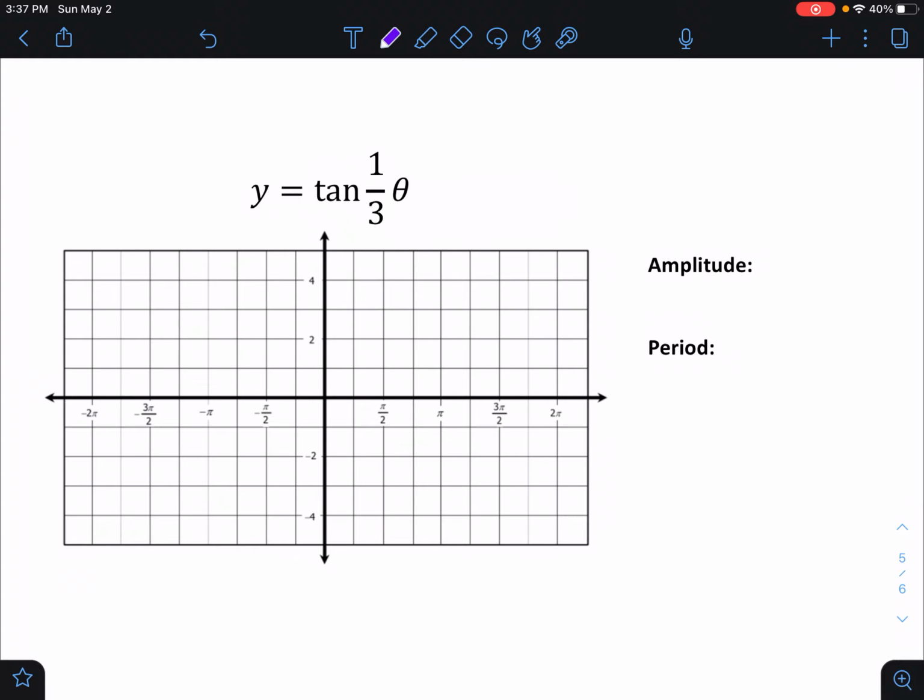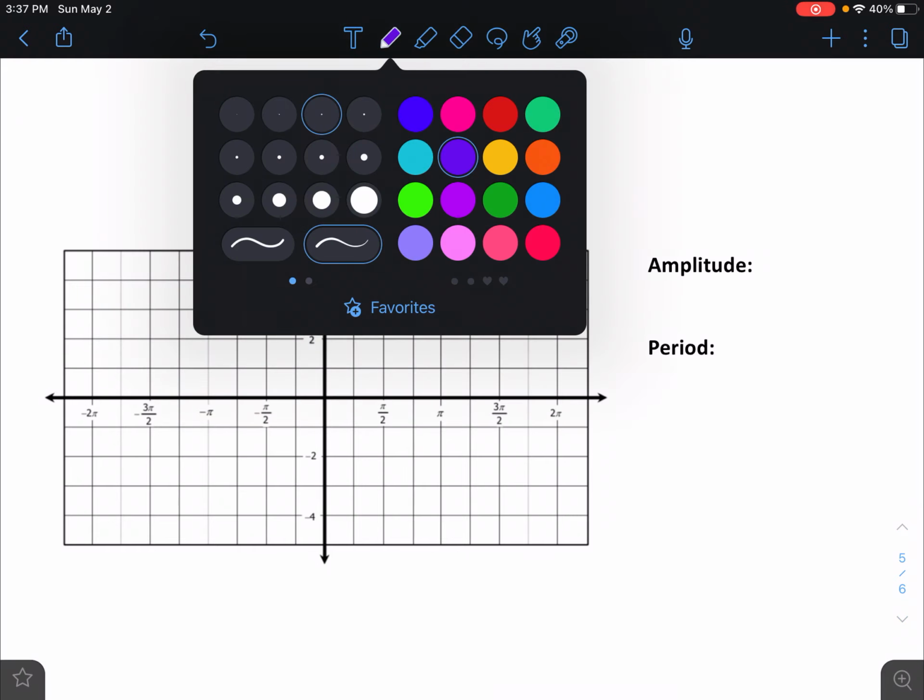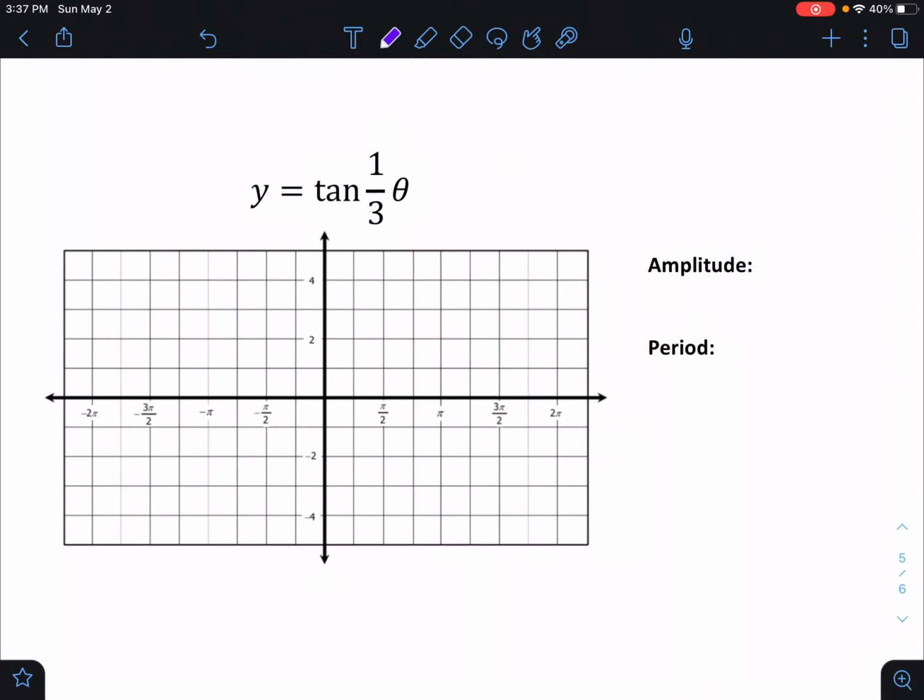So here, this is going to be undefined. We know that already. The period, now I need to figure this out, right? It's going to be pi divided by 1/3. So remember, it's pi, not 2 pi. So multiply by the reciprocal. That'll be 3 over 1. So this is going to be 3 pi.